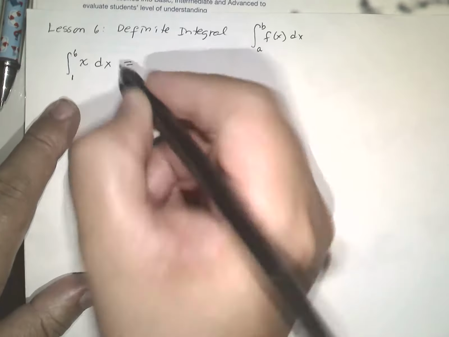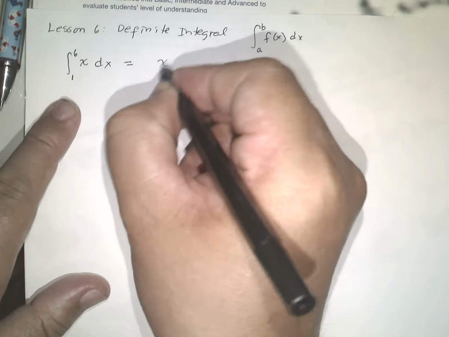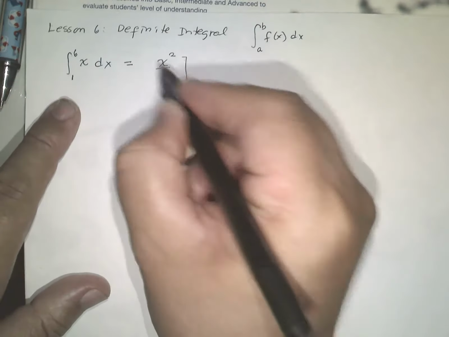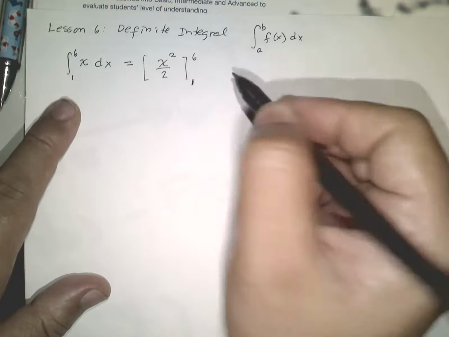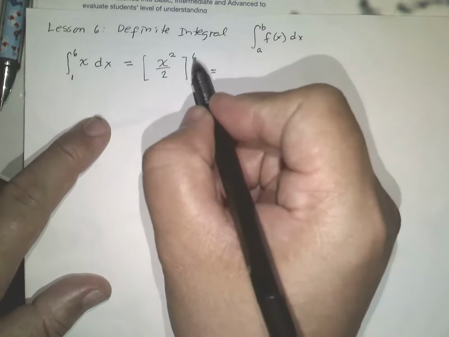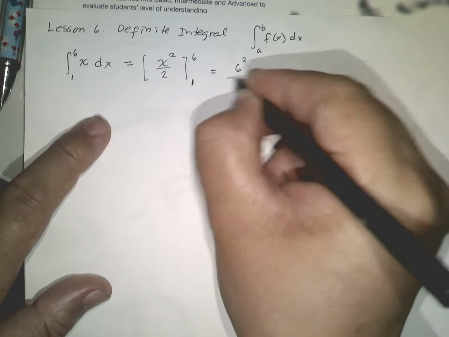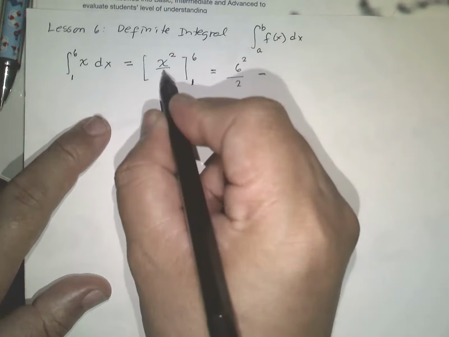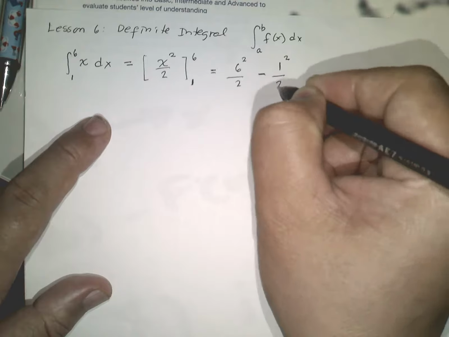First you need to integrate x. Just integrate x, so that will be x squared over 2. Then you write the boundary from 1 to 6. After you write the boundary, you plug in the 6 here, so 6 squared divided by 2. Then you subtract what you get when you plug in the 1 into this integrated function, so 1 squared over 2.